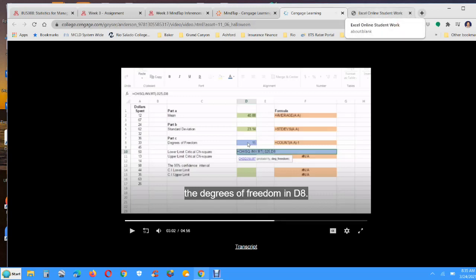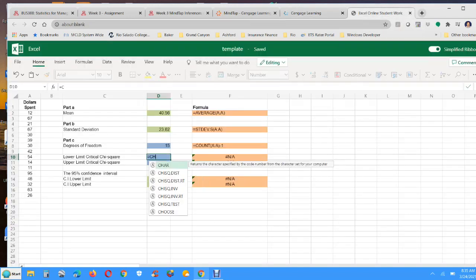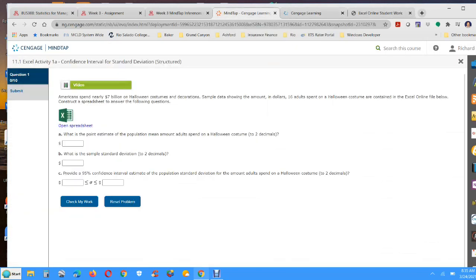We're going to use the CHISQ.INV.RT, and let's talk about where they get that 0.025 from. Equals CHISQ, you just type the first few characters, you find the one that you want, you right-click on it, and now I need to put in that probability. Where does that 0.025 come from? Let's go back and look at the problem statement itself.